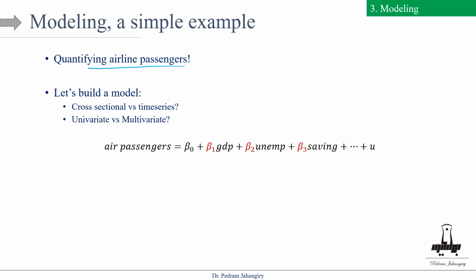Depending on the data availability, we can come up with different kinds of modeling, right? If you have cross-sectional data, obviously you have to build a cross-sectional model. If you have time series data, you can build a time series model. If you have panel data, you can build a panel model, right? And then again, depending on the availability of the variables, you can think of univariate modeling versus multivariate modeling, right?